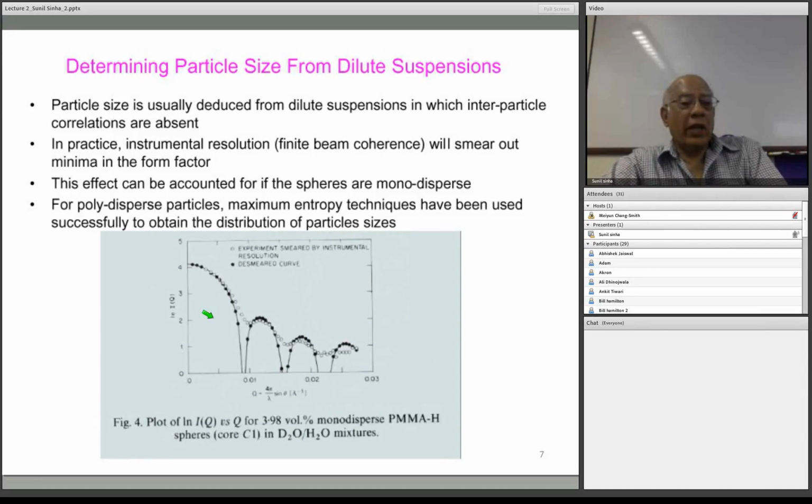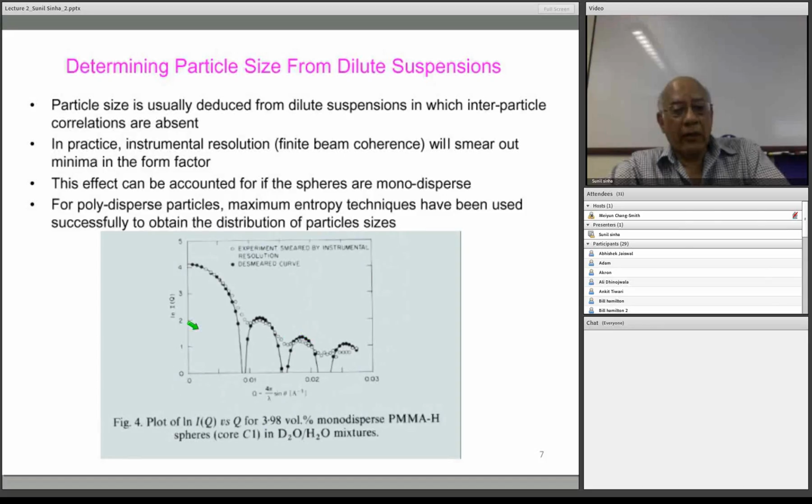Now, actually, nature does produce almost spherical particles which are pretty monodispersed, almost exactly monodispersed, and those are things like viruses, right? There have been published small angle scattering from viruses, and they show these beautiful oscillations, which are not usually damped out very much.